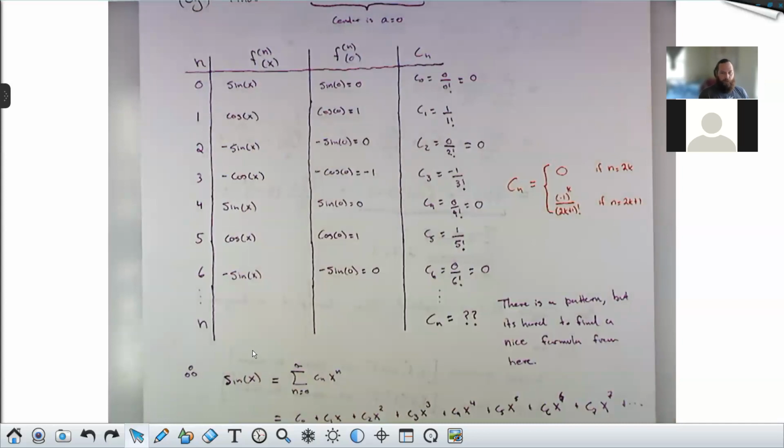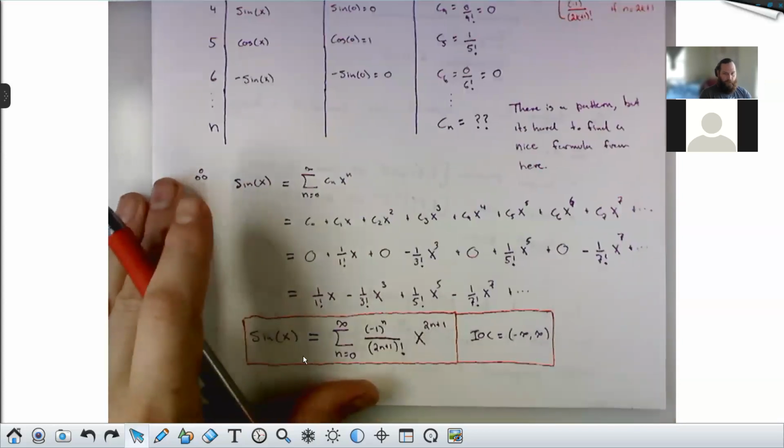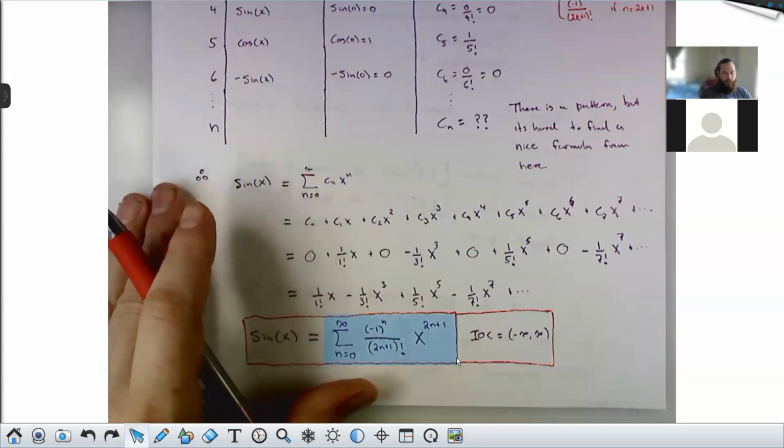And the big difference between this series here and the series we got in our answer down here is that this series has an x to the 2n plus 1. It's only looking at the odd terms.